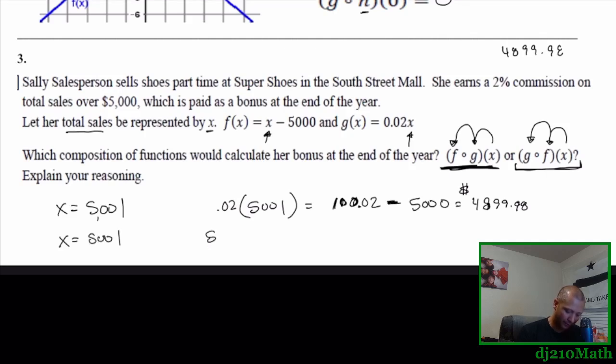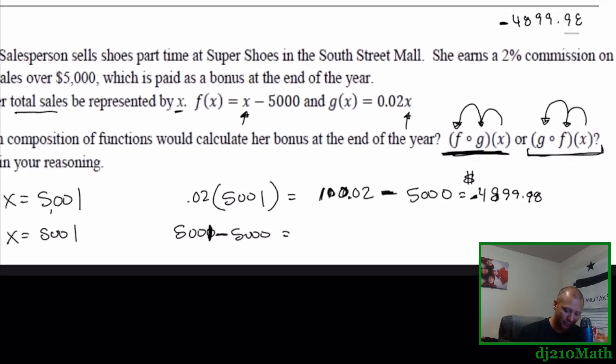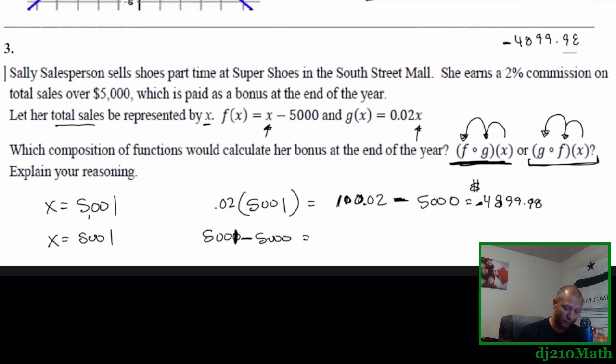Plug it into f, so 5,001 minus 5,000. As a matter of fact, just backtracking for a second, $100 minus 5,000, that gives us a negative 4,899.98. So already that for sure doesn't make sense now because it's negative. So how am I supposed to get a bonus if it's negative? So I think that one's the incorrect one.